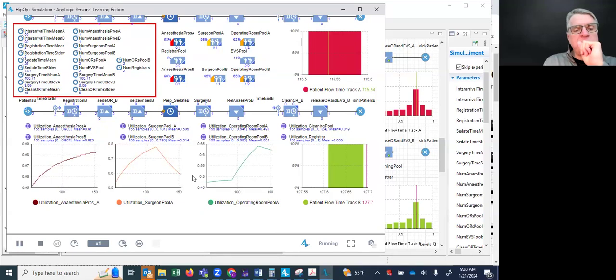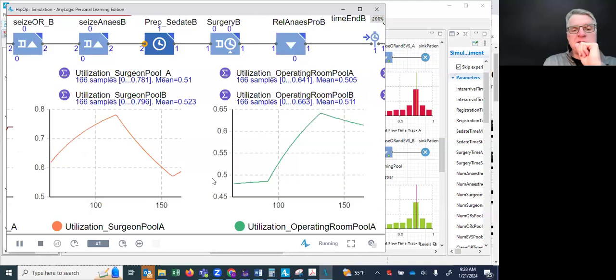So let's wait for it. And there it is. You can see there's a little turn, and that is where the second surgery started.